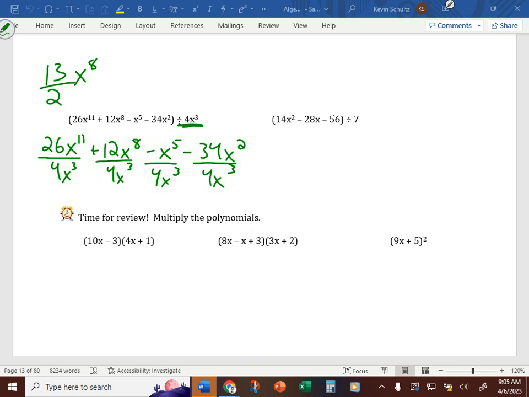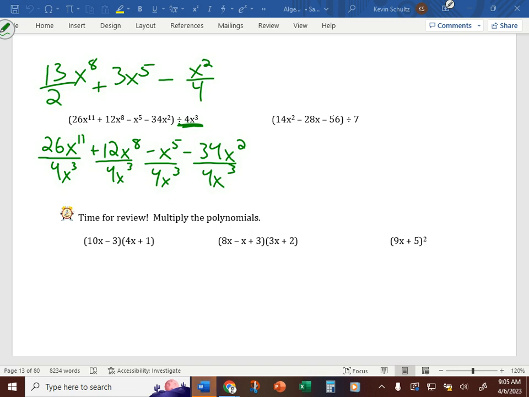3x to the 5th. 12 and 4 divide evenly to be 3. Subtract the powers. We have 5 more x's up on top. Negative x to the 5th divided by 4x cubed. Minus 1/4 x squared. Yep, and we would write that as x squared over 4. If you want to put the 1 in front of the x squared, then you could. But x squared over 4, we have 2 remaining x's in the numerator.